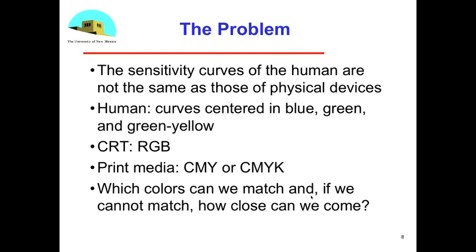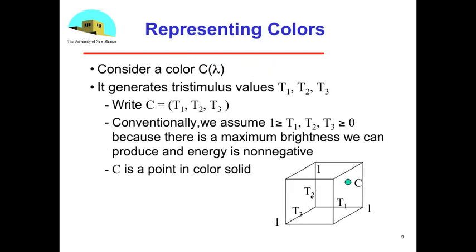Okay, so the question is, how close can we come to a given color for, say, human perception when the primaries are different? And one way to do that is to look at the tri-stimulus values and see what happens when we map one set of tri-stimulus values to another set of tri-stimulus values. So let's look at it this way. You have a color in some system, I don't care what that is now. You can assume it's RGB if you like, or the human system. It generates tri-stimulus values T1, T2, and T3. So that's nice. It's three-dimensional.